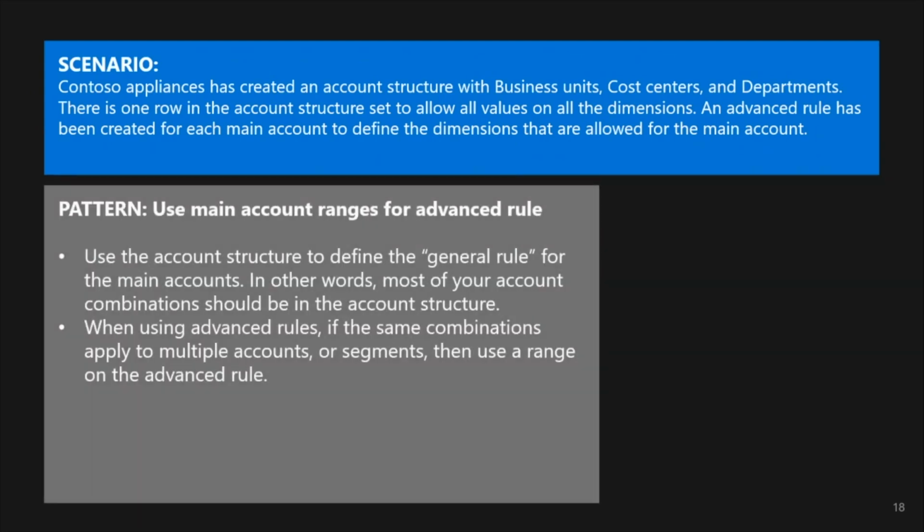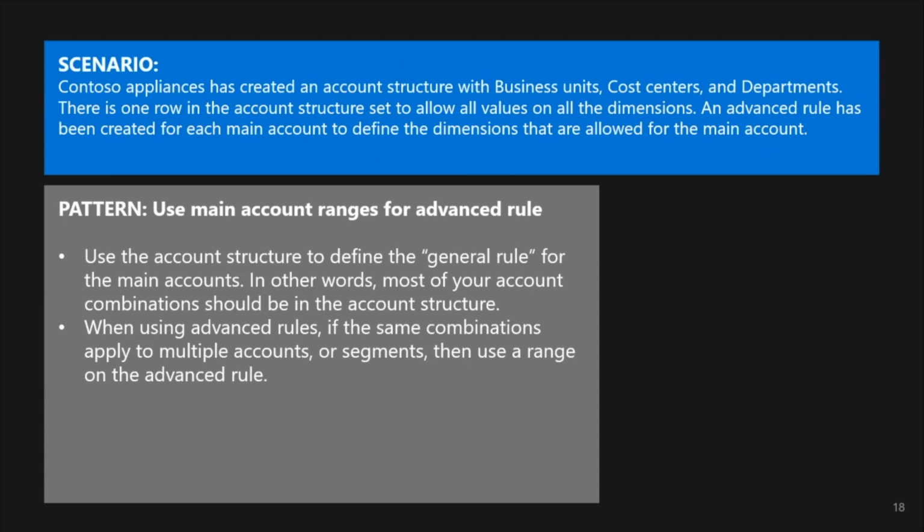We should use main account ranges for the advanced rules and not have so many main rules. Almost all the rules for account structures also apply to advanced rules. So you definitely do not want to have an advanced rule for each main account. And like I said, if it's the same pattern and it can't be compressed, then you probably need to take a look at why not.